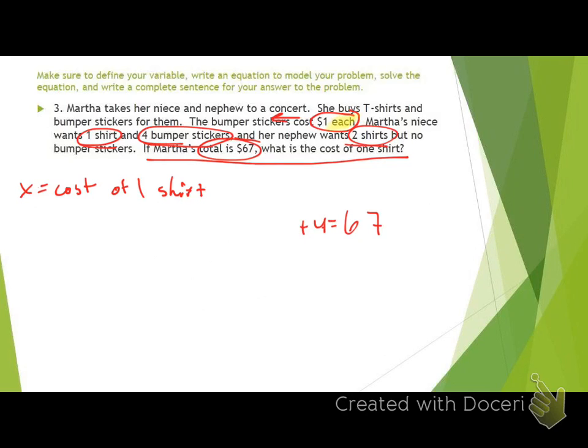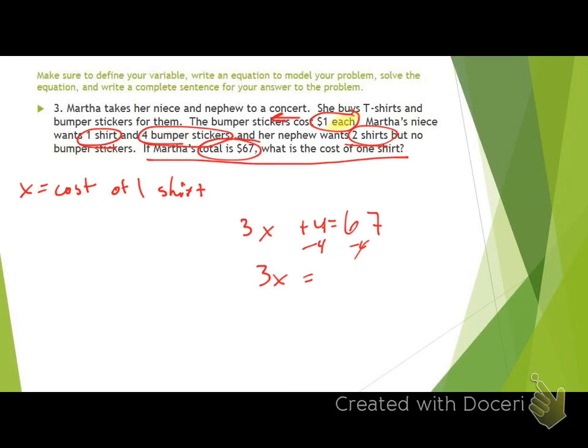the t-shirt cost. Now, she's getting 3 shirts, right? 2 shirts for her nephew, 1 for her niece. So 3 shirts. So I got to take that times the cost of 1 shirt to come up with the cost for the t-shirts. And we don't know the cost of 1 shirt. So let it be X, so 3X. So there's your equation.